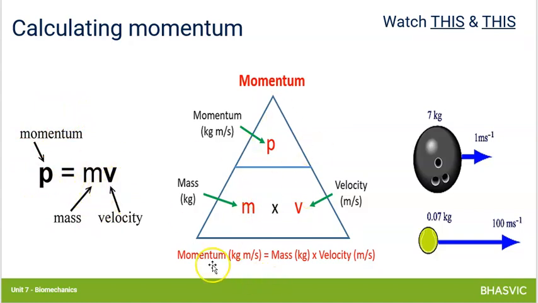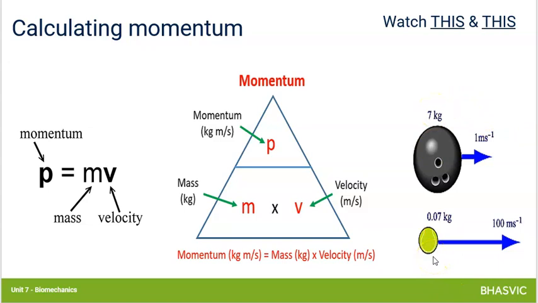There's a triangular version of it. I quite like this example on the right here because it shows the two components. If you've got a bowling ball which weighs 7 kilograms but is only travelling at 1 meter per second, really slowly, we would do mass times velocity. 7 times 1 is 7 kilogram meters per second. Okay, so it has a momentum of 7 kilogram meters per second.